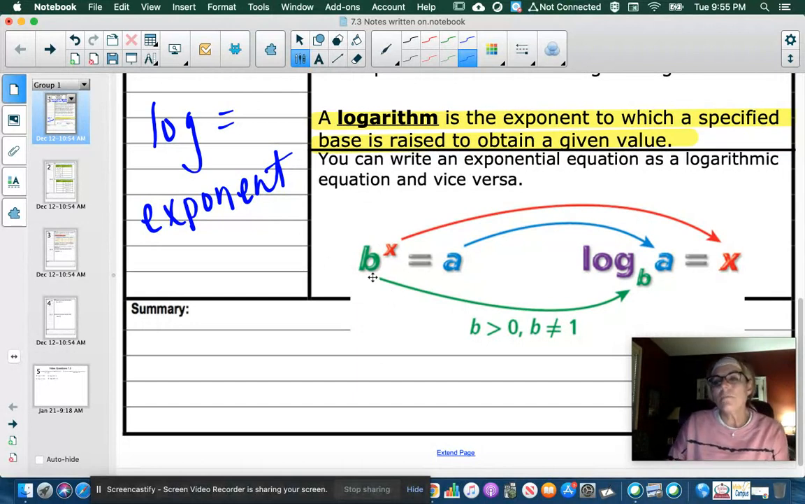Notice the base of the exponential, b, becomes the base of the log. The exponent, which is the x, remember I said log equals the exponent. The exponent is always on the other side of the equal sign. And then the a value goes right next to the log. The best way to go through this is with an example.